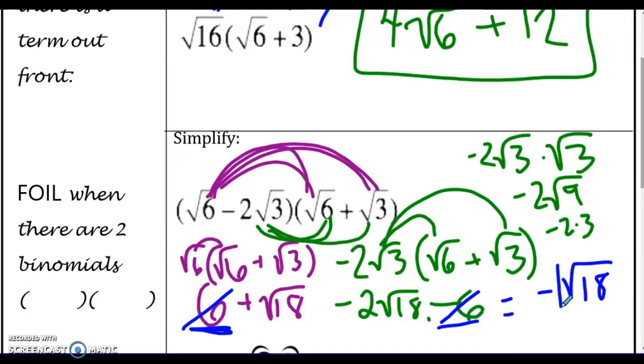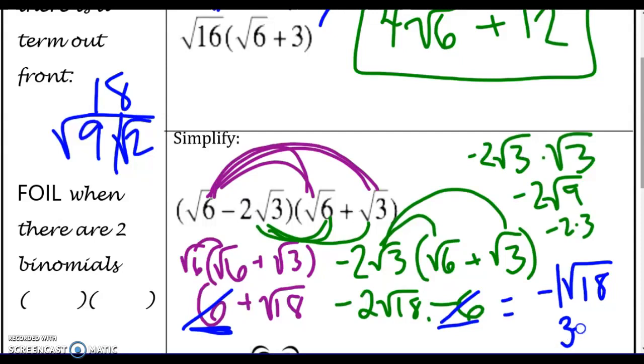Oh, what goes into the square root of 18? Yeah, square root of 18 breaks into 9 times 2. Square root of 9 is 3. Square root of 2, just the square root of 2. And what am I missing?